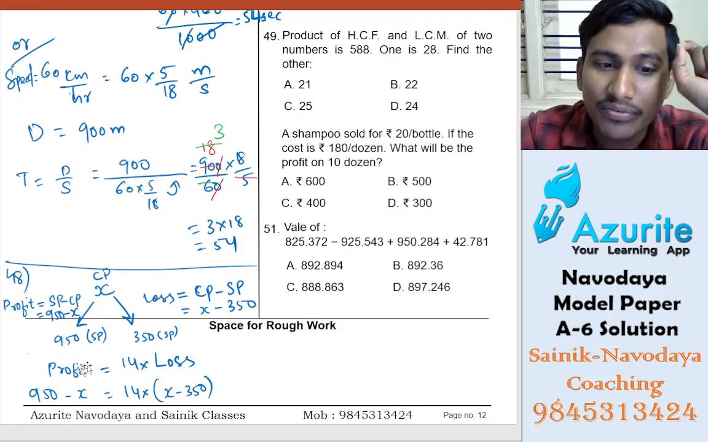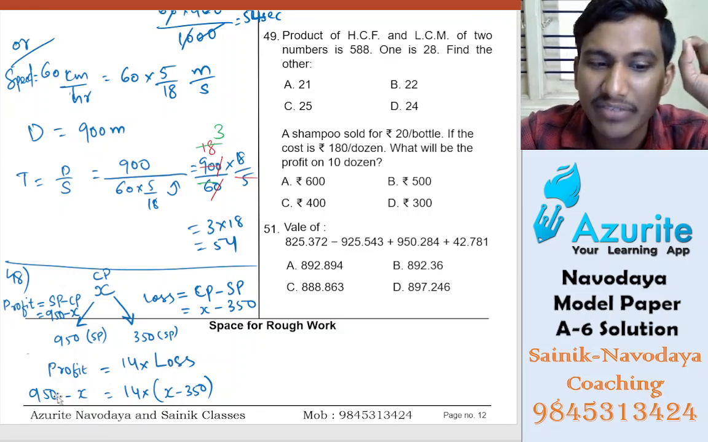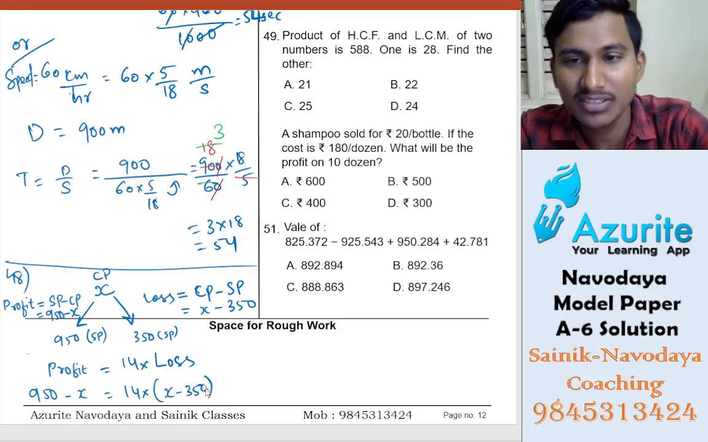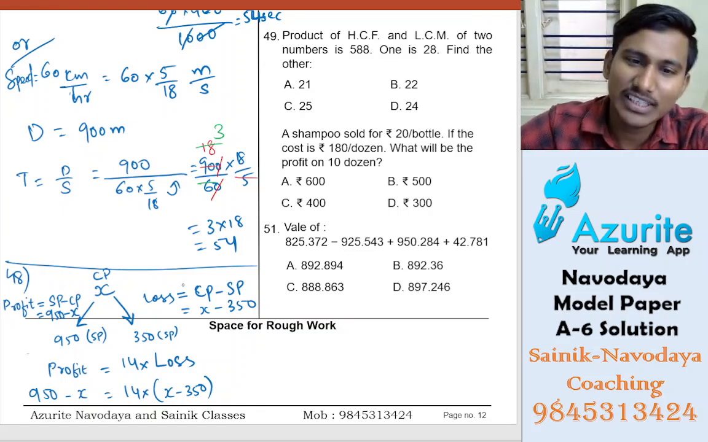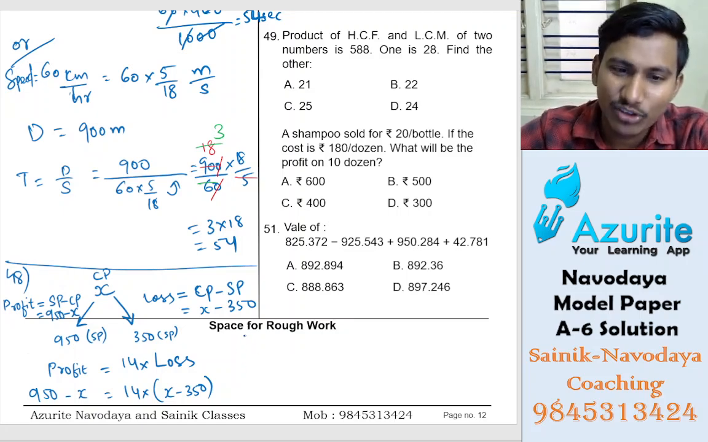Now they have told us profit is 14 times the loss. So profit is 950 minus x, and loss is 14 times, so 14 into (x minus 350). Understood this much? Very easy. So now we have to solve it. Okay, so let us solve it. It may be a little complicated for you.